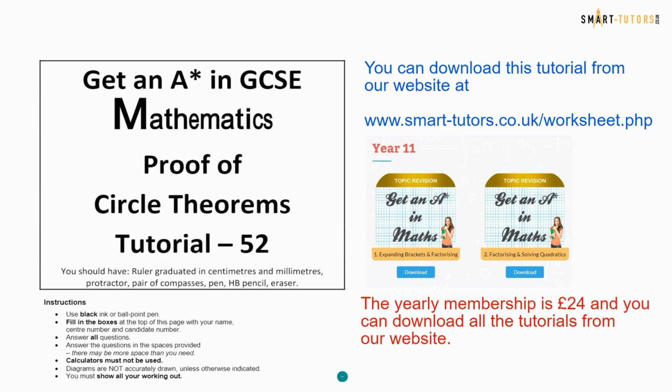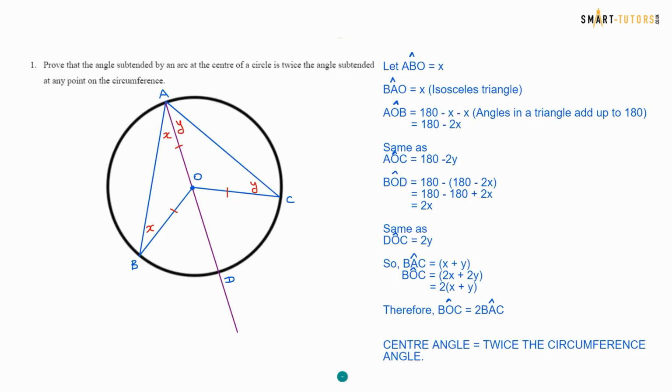Let's look at our first question. Question number 1. Prove the angle subtended by an arc at the center of a circle is twice the angle subtended at any point on the circumference. So the circle is drawn here. All the construction lines, you have to do by yourself.